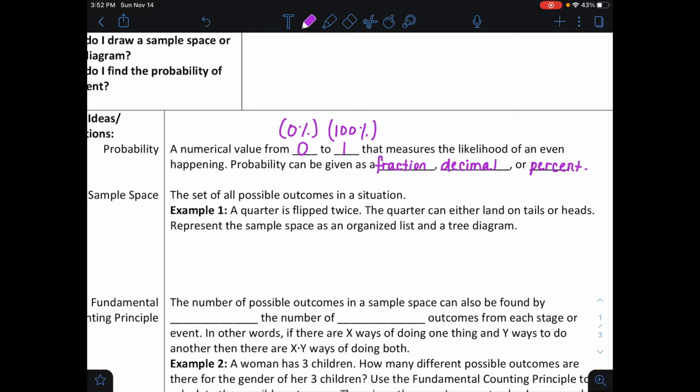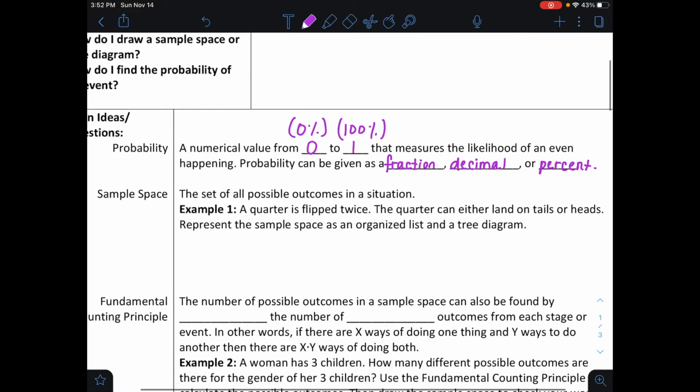All right, the set of all possible outcomes in a situation is what the sample space is. So this is sample space, and we're going to use a tree diagram to figure out what the sample space is. Example number 1 just says that a quarter is flipped twice. The quarter can land on either heads or tails. Represent the sample space as an organized list and a tree diagram.